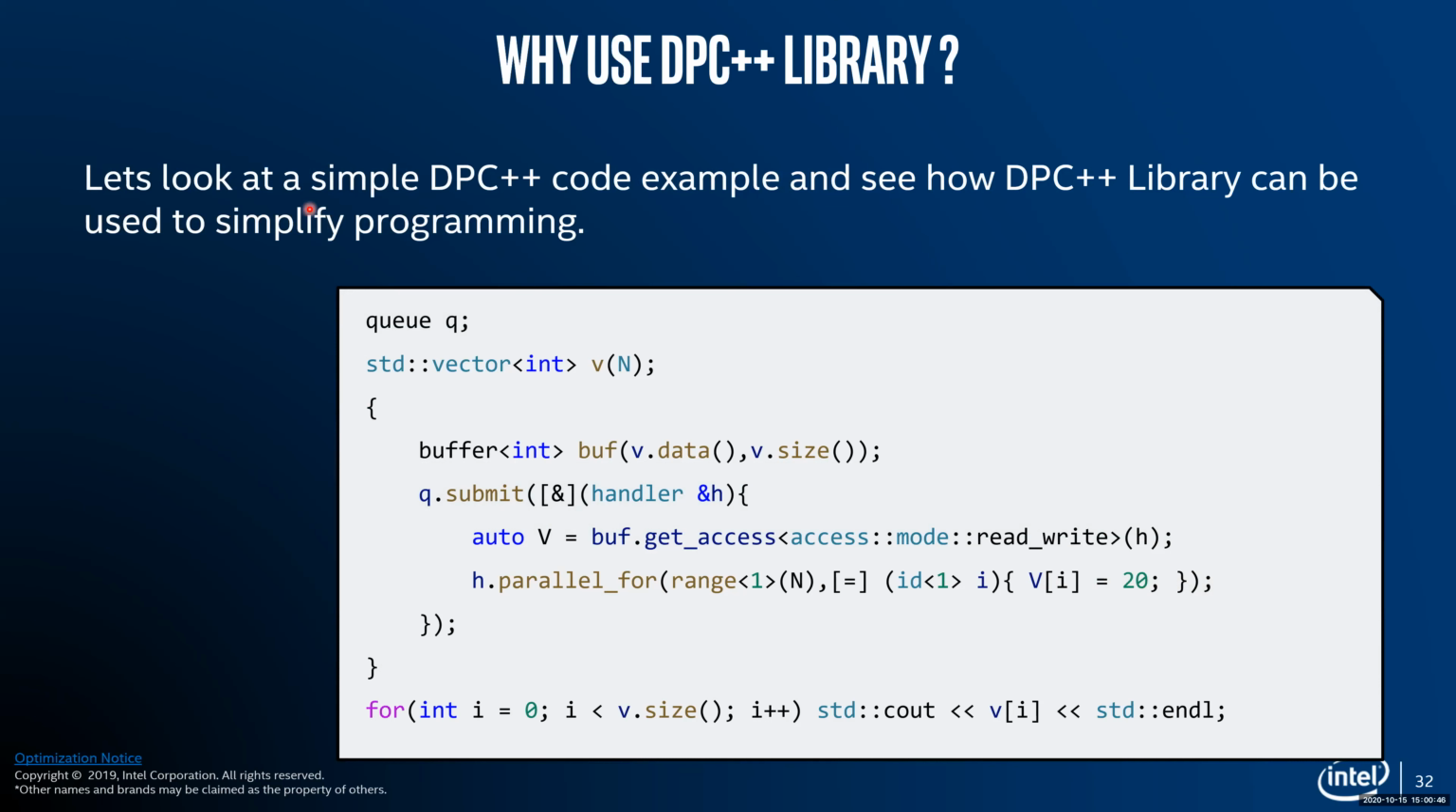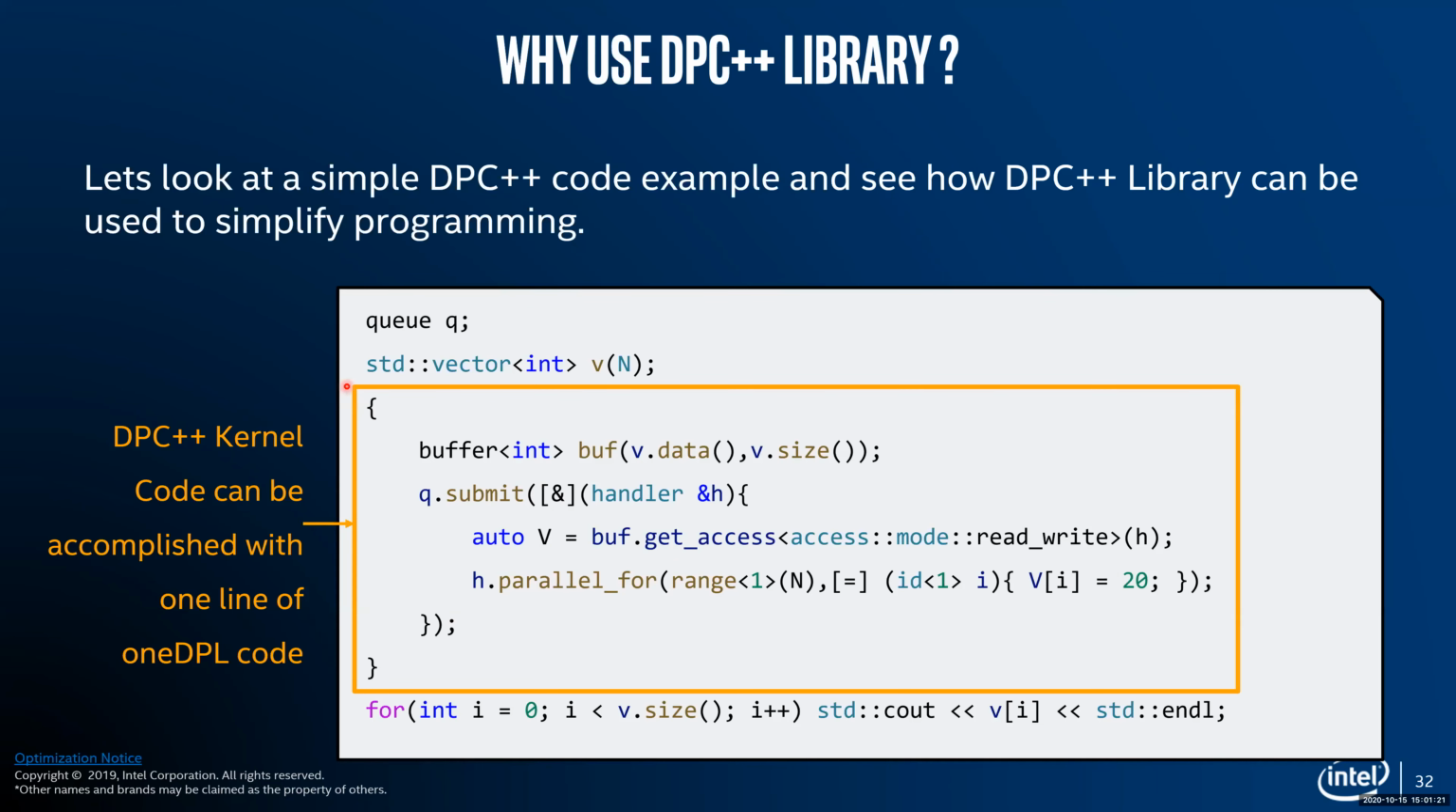So let's look at a simple DPC++ code example, which uses buffers and accessors. In this case, you can see that we have defined a queue. We have a vector of size n, and then we create a buffer for this vector, and then in the actual kernel function, we create an accessor for the buffer, and then we give it a value of 20, right? So in this example, you can see that this whole block of code that is used to create a buffer and create a kernel function can be replaced with just one line of code when we use the library.